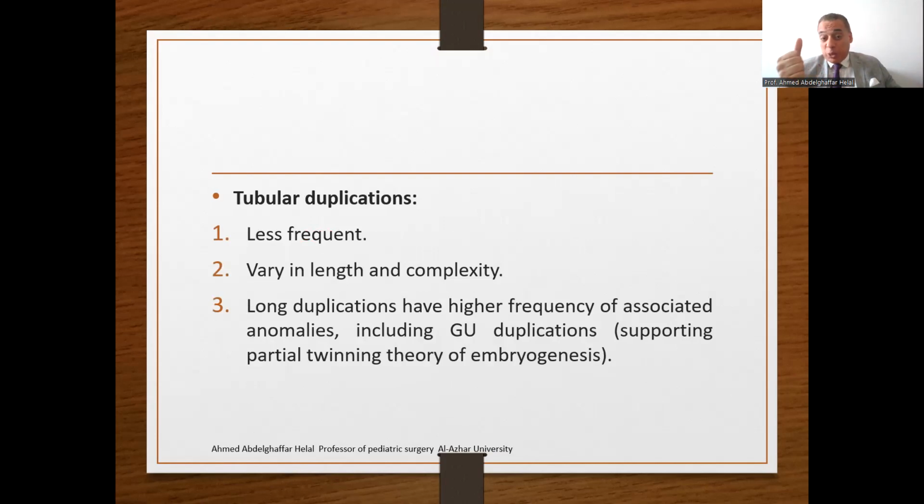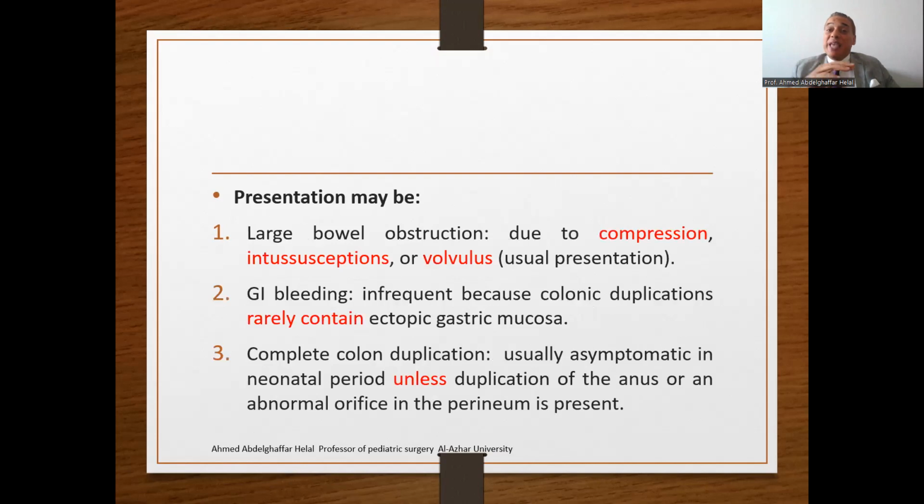Tubular duplication of the colon is less frequent and varies in length and complexity. Long duplications have a higher frequency of associated genitourinary anomalies related to hindgut development, supporting the partial twinning theory of embryogenesis. Presentation may be large bowel obstruction due to compression. Yes, mass effect: the double colon will compress the original bowel and obstruct. Intussusception may occur with the duplication acting as the lead point, or volvulus.